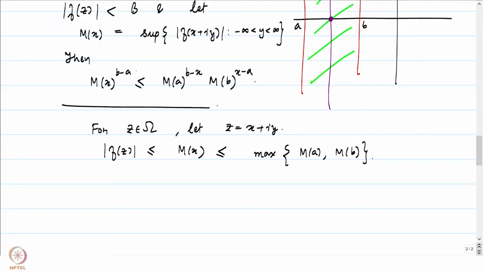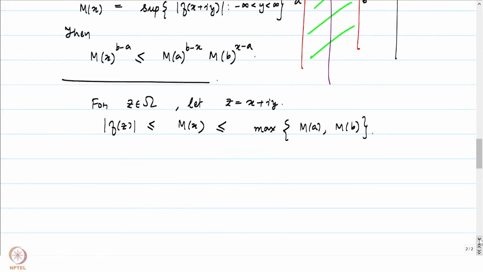So m of x to the power b minus a would be less than or equal to m of x to the power maximum of one of the two, m of a to the power b minus a or m of b to the power b minus a, and hence, because we started off with positive numbers, this is going to manifest in saying that m of x is less than or equal to m of a or m of b, whichever was bigger. So we certainly have this, and this is exactly equal to the supremum of the absolute value of f of z for z in the boundary of omega.